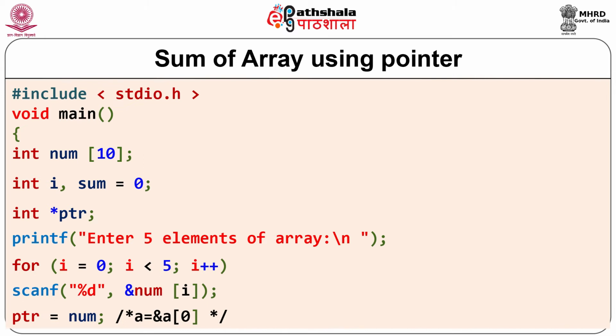So, I will not read the other statements, I will read just the important statements like int num[10]. This statement belongs to the array. So, array size is 10 and the type of array is integer. Next statement, int i, sum = 0, these are the primary variables. Third, int *pointer, so this is the pointer declaration.